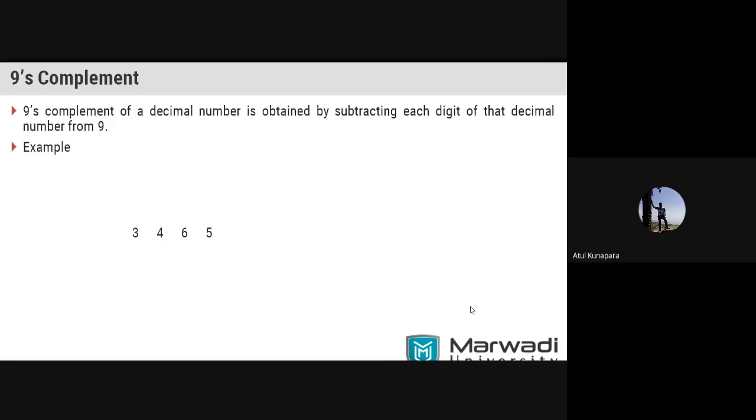Suppose you have been given this number and you have been asked to find the 9th complement of it. For that, you will subtract each digit of your given number from 999, meaning 9s. Here you can see how you will get the answer. For the first digit, 9 minus 5, you get 4. Then 9 minus 6 is 3. Then 9 minus 4 is 5. And 9 minus 3 is 6. So this is the 9th complement of your given number 3465, right?